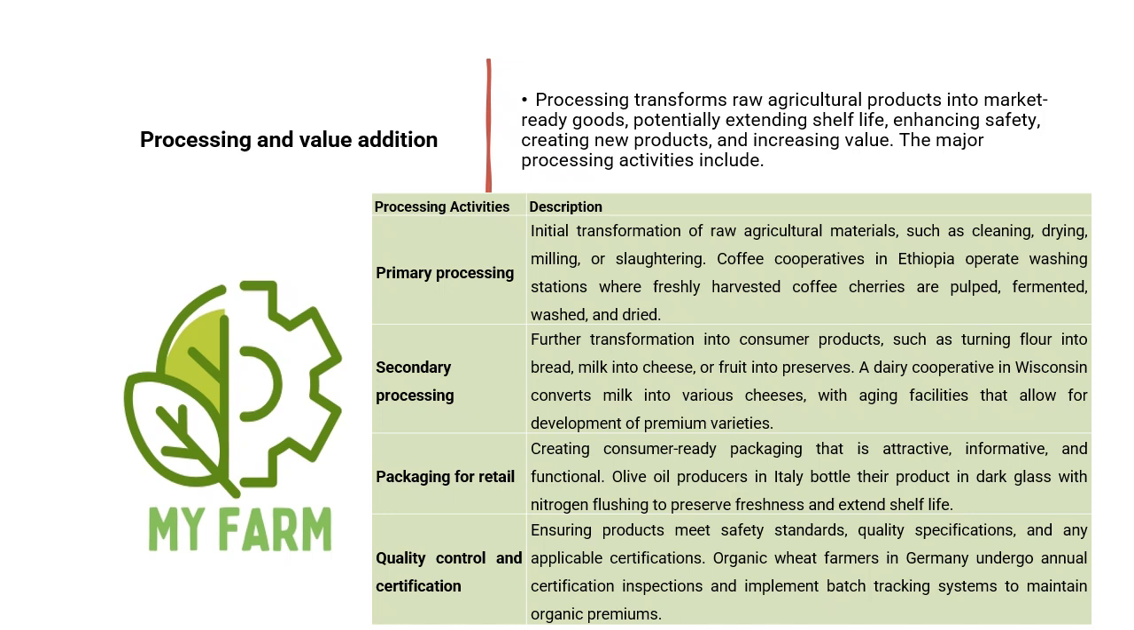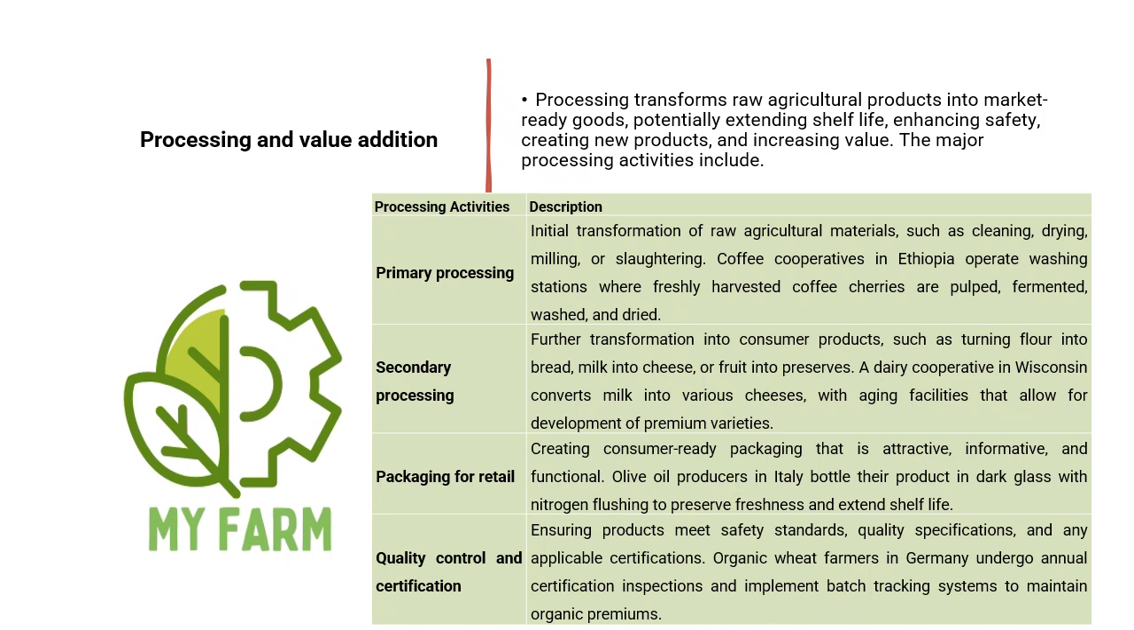Packaging for retail creates consumer ready products that are attractive, informative, and functional. Olive oil producers in Italy bottle their product in dark glass with nitrogen flushing to preserve freshness and extend shelf life, protecting the product's quality attributes that justify premium pricing.